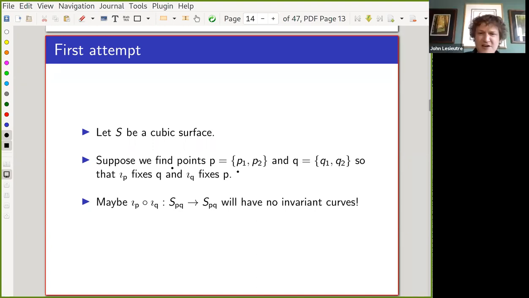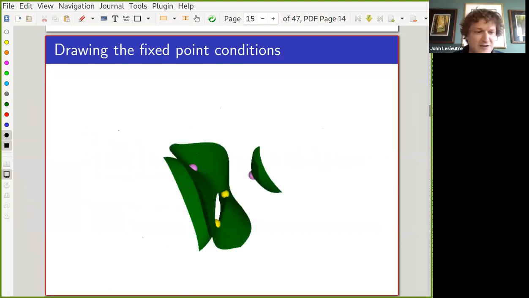All right, so let's draw a picture of when this is going to work based on our description. So the green thing here is a cubic surface, and the two purple points are the P points and the two yellow points are the Q points. And I want to know, under what conditions is it actually true that the Bertini involution for the cubic surface blown up at the two yellow points fixes both purple points, and the Bertini involution on the blow up at the two purple points fixes the two yellow points? So let's see what we can find out.